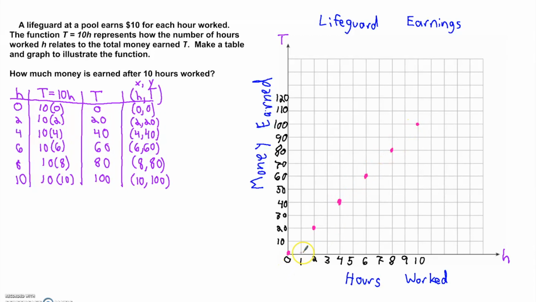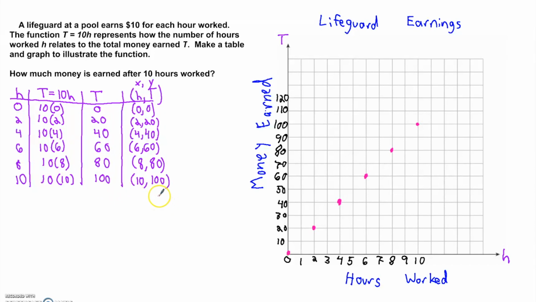We can tell that for every 2 hours worked, that lifeguard's going to make 20 bucks, which makes sense because for every 1 hour then, they would make $10, right? So $20 over 2 hours would be $10 per hour. Working in some rates there. Very cool. It all connects.